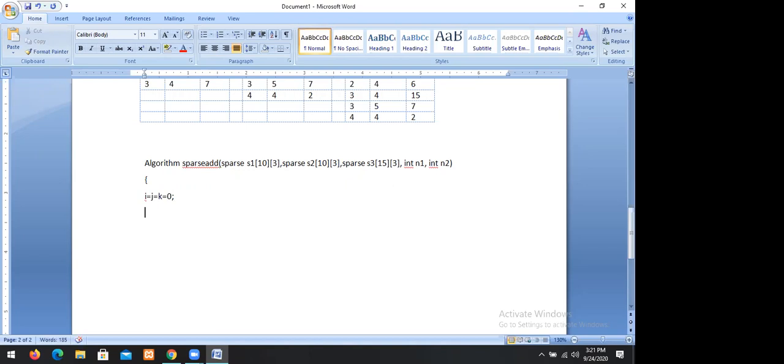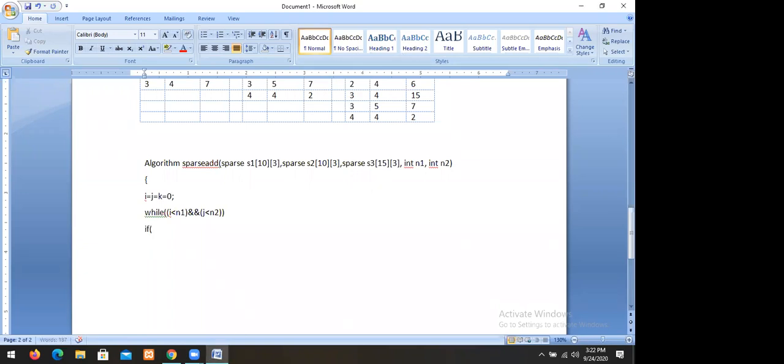Then we compare the first term of the first matrix with the second term of the second matrix. The first matrix has n1 rows, the second matrix has n2 rows. That's why: while i less than n1 and j less than n2, we can compare the rows and columns.